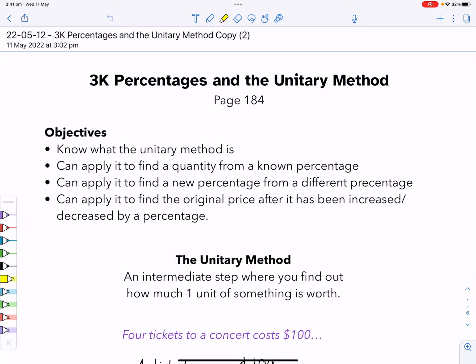So we're first going to know what the method is, then use it to find a quantity from a known percentage. We're going to find a new percentage from a different percentage. Did I spell that wrong? I think I may have. Yeah, percentage is spelled wrong. Find the original price after it has been increased or decreased by a certain amount.